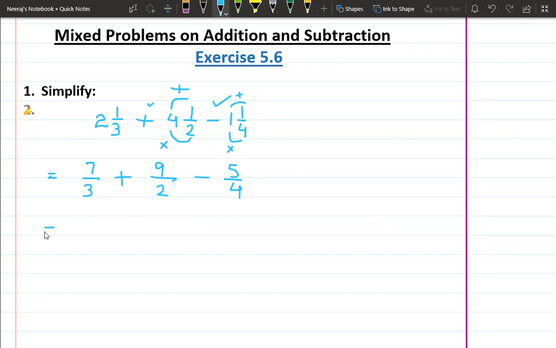Now, what was the next step? As I can see, all are unlike fractions. So now I need to find the LCM. So I will write all the denominators and divide with prime numbers only. The smallest prime number is 2. So I divide with 2. We cannot divide 3 by 2, so you write 3 as it is. 2 1s are 2 and 2 2s are 4.